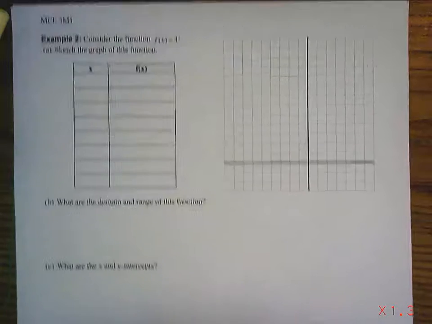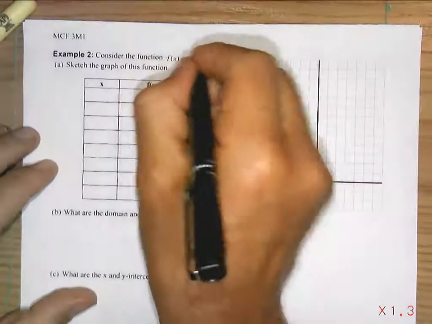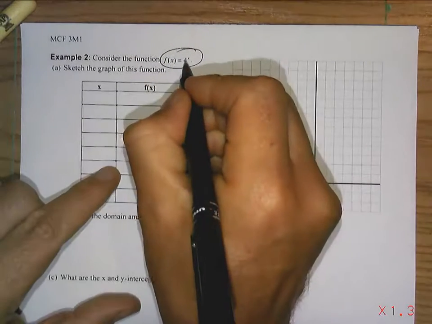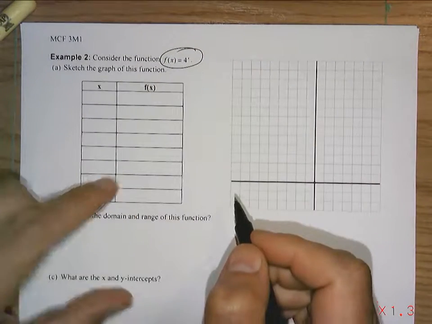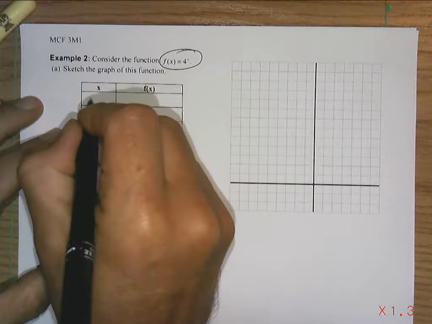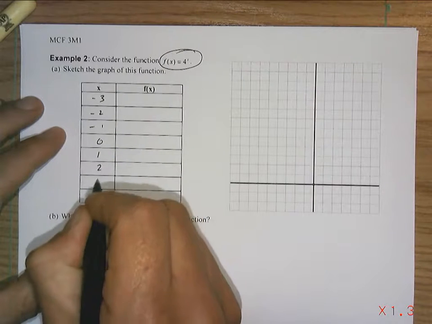Welcome back. Now we're looking at example 2. We have a different equation here. It's f of x equals 4 to the x. Our base number is bigger than 2, so we're going to pick some values of x to throw in here. Maybe we'll throw in negative 3, negative 2, negative 1, 0, 1, 2, 3, 4.